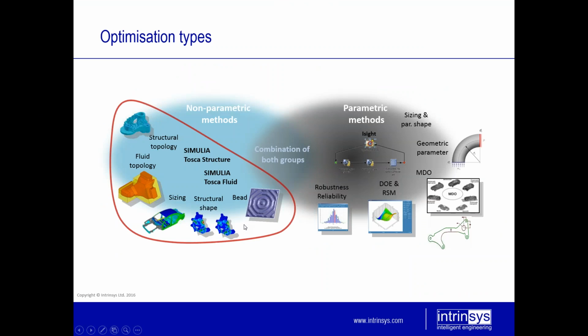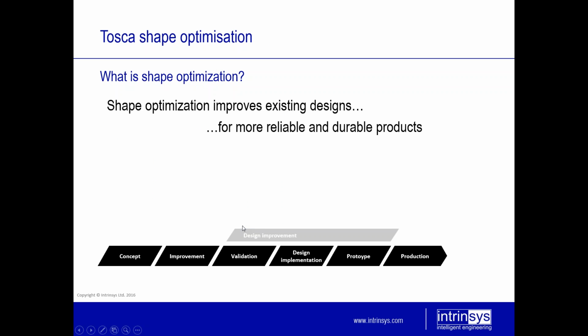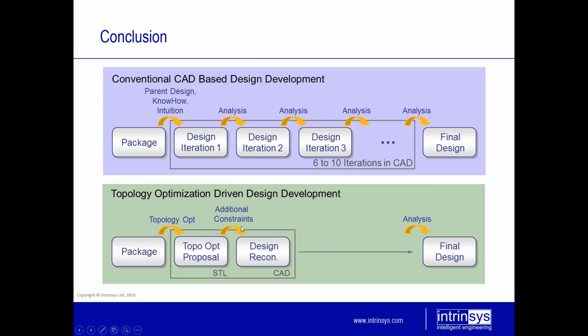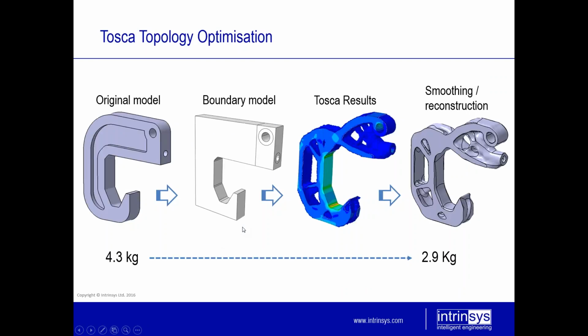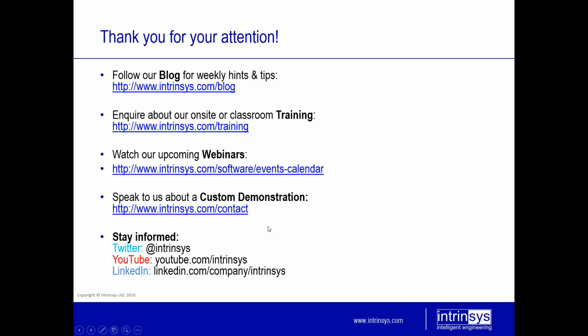So this is almost the end of the presentation. So what we have seen is from an original model, we have applied an optimization on it to reduce the volume and the weight of the part. So from this analysis, by keeping the same stress and the same stiffness of the part, we have reduced the weight from 4.3 kilos to 2.9 kilos.